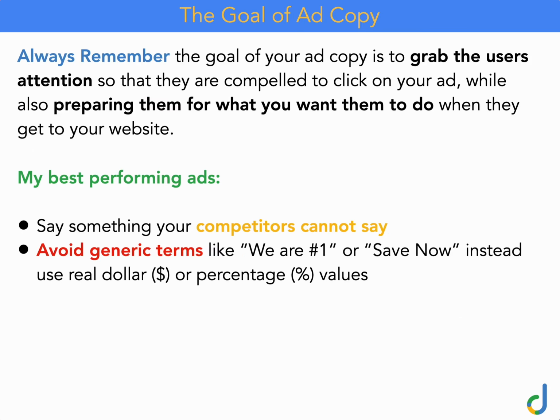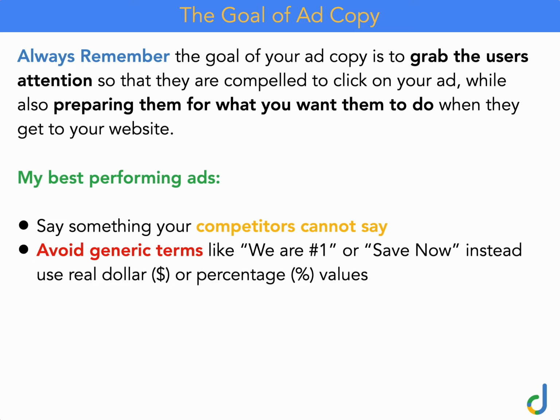Always remember, this is the goal of ad copy. The goal of your ad copy is to grab the user's attention so they are compelled to click on your ad, while also preparing them for what you want them to do when they get to your website. So it's two parts you're wanting them to do here. Firstly, you want to grab their attention, but then you also want to pre-queue them and let them know about what you want them to do when they get to your website.